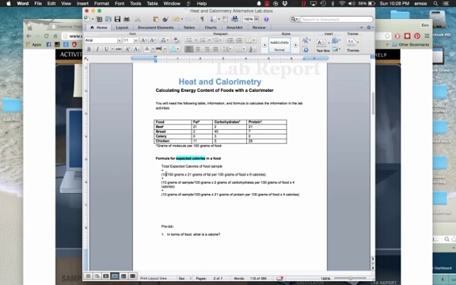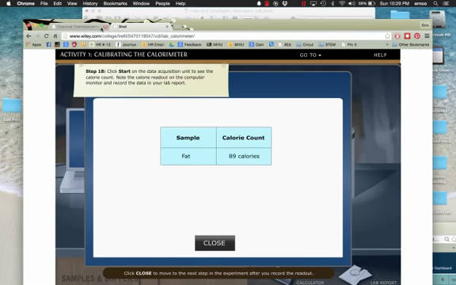So 10 divided by 100 times 21 times 9, plus 10 divided by 100 times 2 times 4, plus 10 divided by 100 times 21 times 4. That would be the answer for just the beef, for the expected calories. Now the actual calories will be whatever you get here in your readout. Okay, so if you have questions, just shoot me an email.